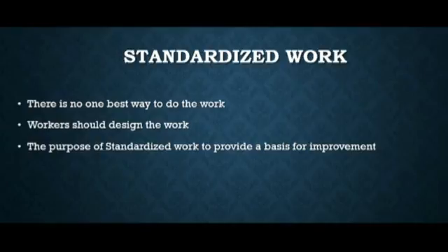So let's go and see the first lean tool, which is standardized work. According to Toyota, there is no one best way to do the work, and the workers should design the work, they should be involved in the work. And the third one is that standardized work is the basis for improvement, in other words, kaizen.